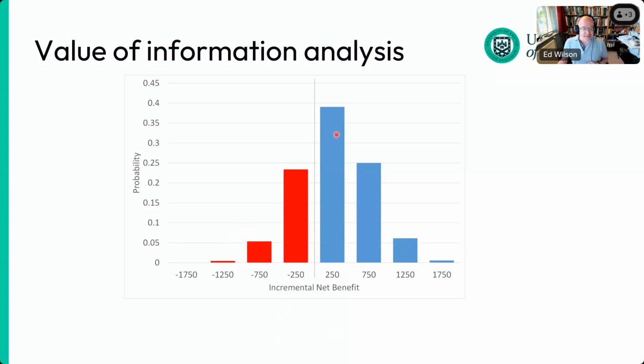And you can see that there's about a 39% probability that the incremental net benefit is 250, a smaller probability that it's plus 750, and an even smaller probability that it's plus 1250. Great. That's the probability we made the right decision. If it turns out that that's actually how the world resolves, then great, we've made the right decision, we've incurred no loss. But there's a probability that we've made the wrong decision.